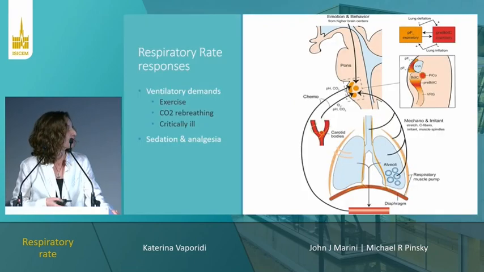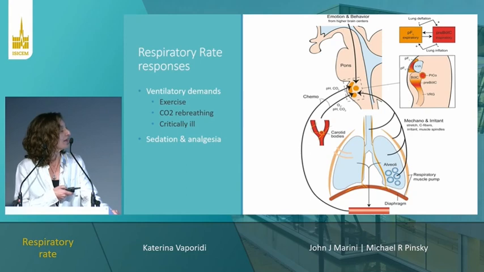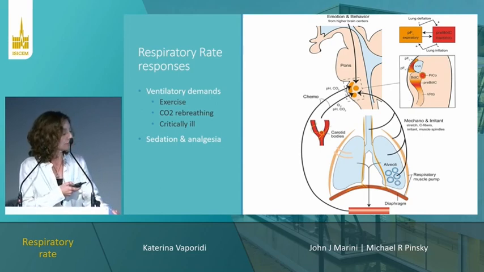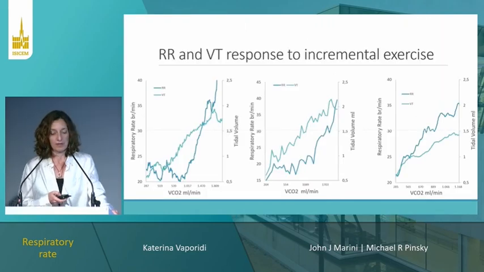But for the rest of the talk, we're not going to talk about this. We're going to talk about critically ill patients. And starting first with the normal respiratory rate responses to changes in ventilatory demands, focusing first, as examples, on exercise, CO2 rebreathing, and the data we have on critically ill patients, and then the effect of medication. So let's start with exercise.